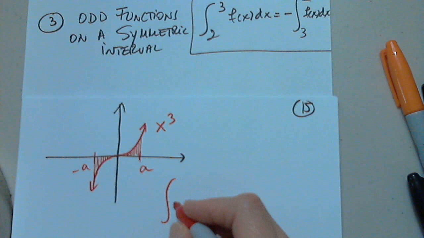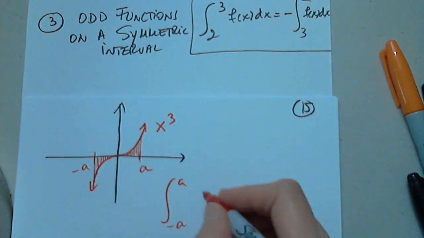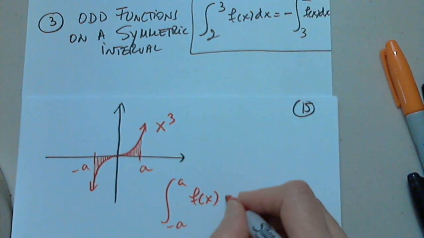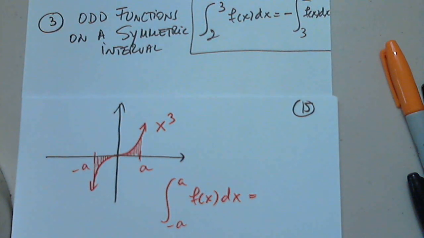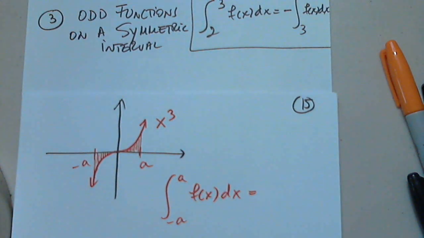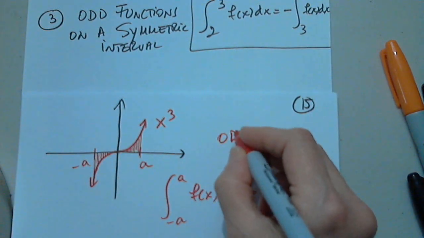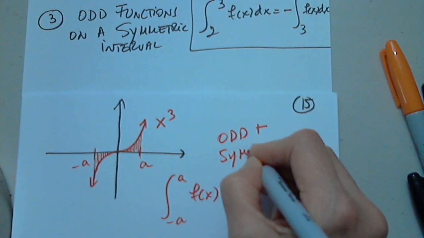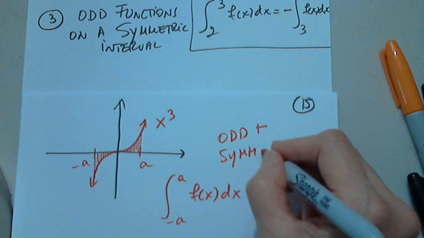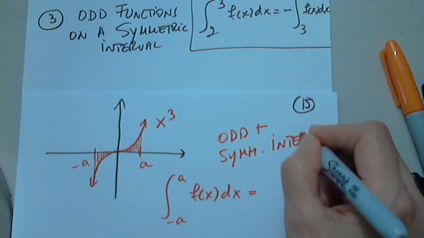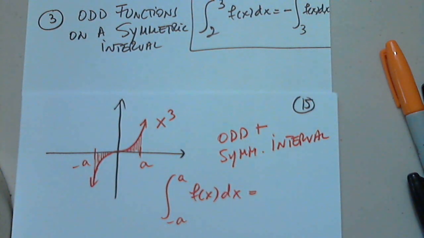What do you think the integral from -a to a for this function that is odd, dx will equal to? Like the integral from -3 to 3 or -5 to 5, what do you think this will equal to? As long as it's odd plus symmetric interval. Both conditions have to be fulfilled. What do you think the answer will be?